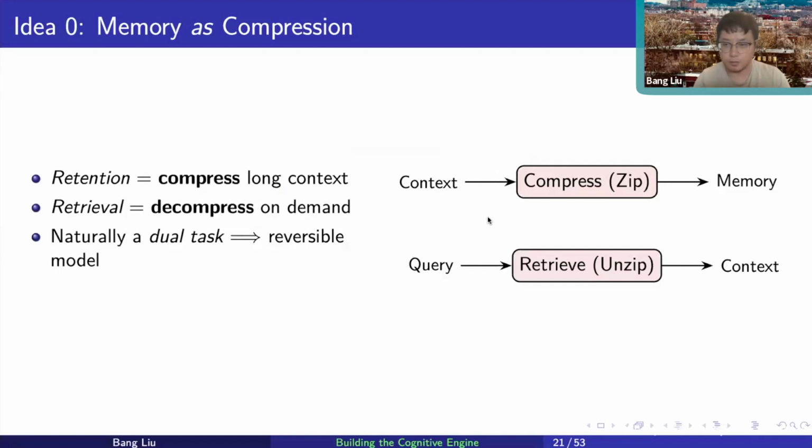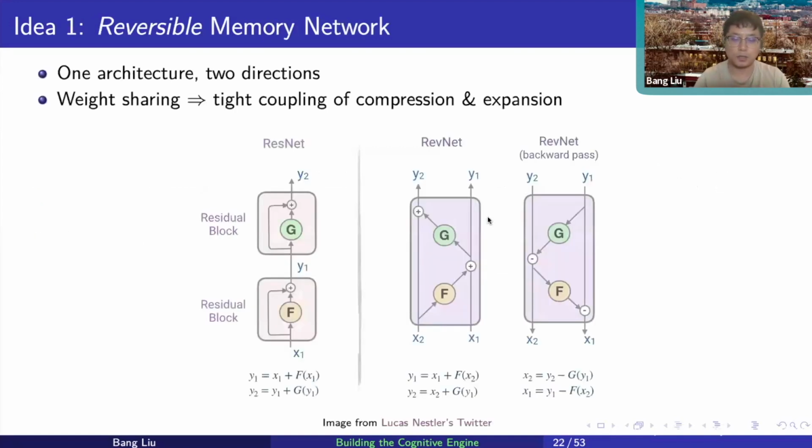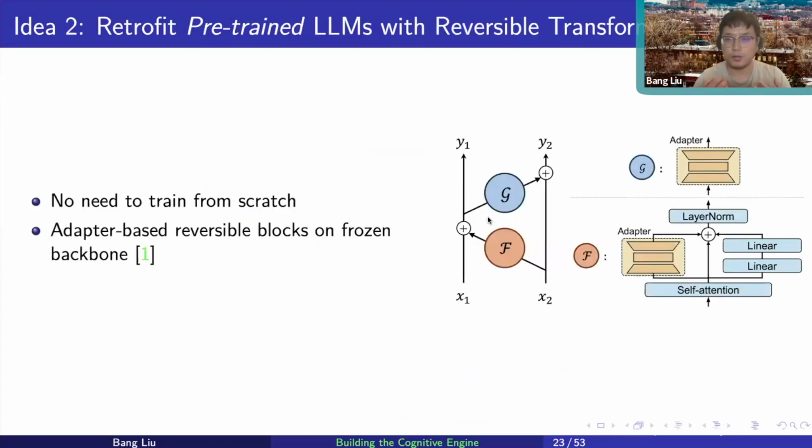You want to unzip the original context. So we consider this a dual task. Then this makes us construct a reversible memory network structure. And what we can do is turn the original pre-trained transformer-based language model into a reversible transformer language model and use a parameter-efficient fine-tuning way to make it work.